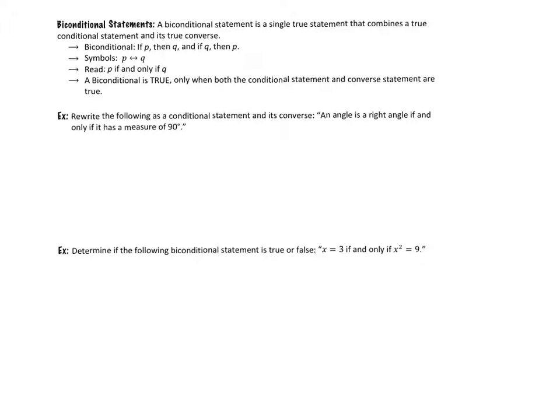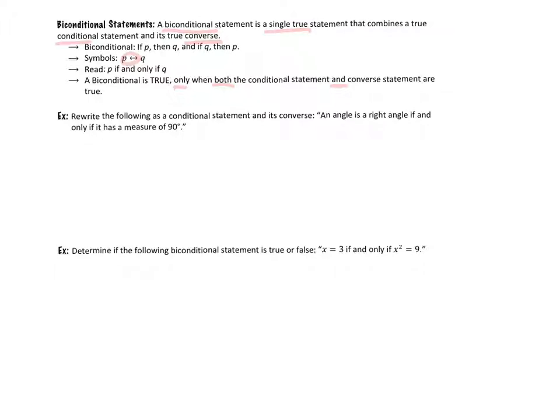A biconditional statement is a single true statement that combines a true conditional statement and its true converse. So this is going to be a statement that says if and only if. So if P, then Q, and if Q, then P. And those will all be true things. So now the symbol is a double-ended arrow. So a biconditional statement is true only when both the conditional statement and the converse statement are true.